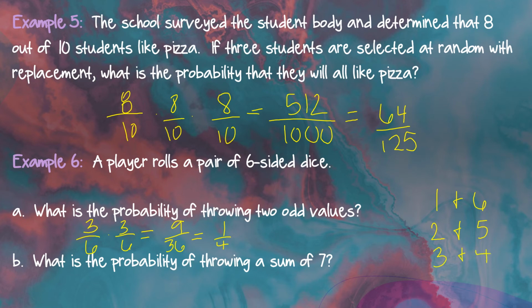3 and 4, 4 and 3. And then we're at 5 and 2, and then I did not leave myself with enough room, 6 and 1. So we have 1, 2, 3, 4, 5, 6 total possibilities out of 36. So that would be 1/6.